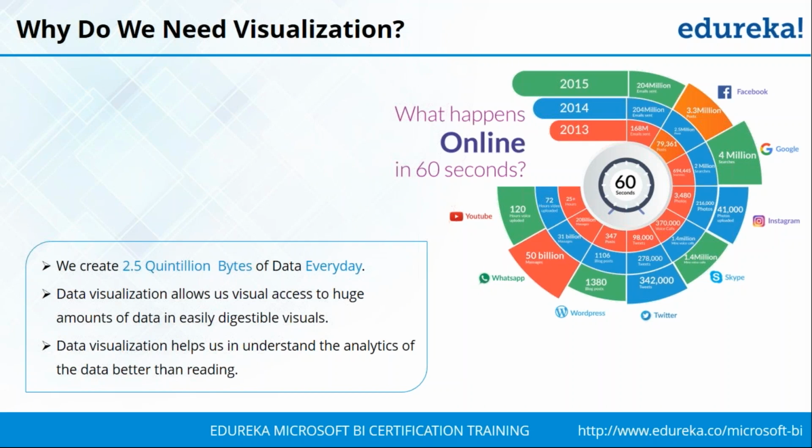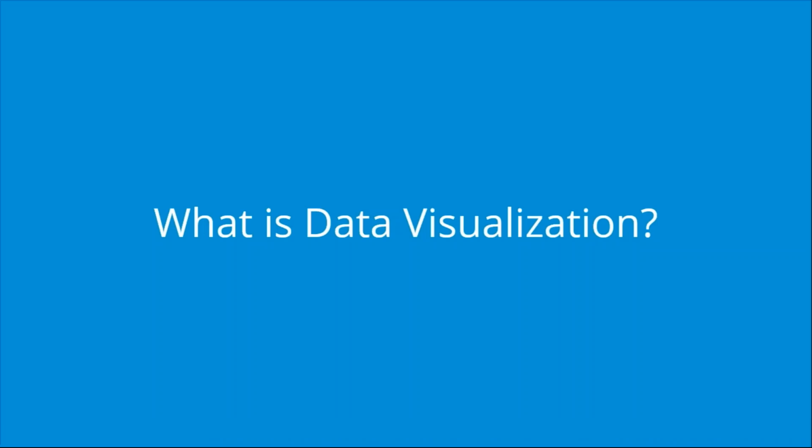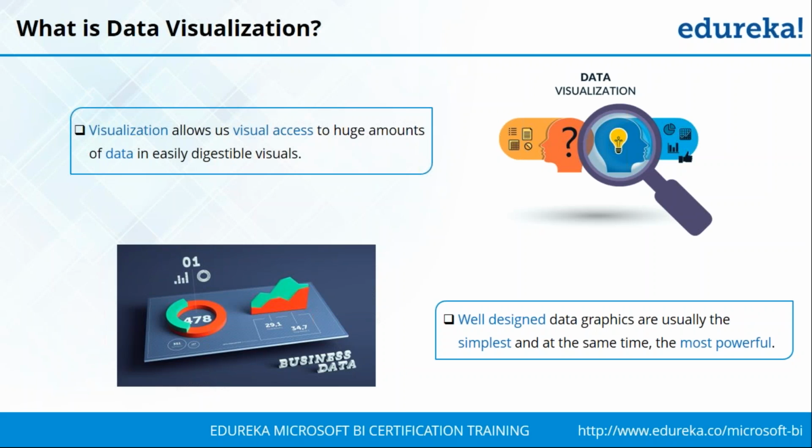Okay, that's great. So now that you've understood why we need visualization, let's go in depth and try to understand what exactly data visualization is. Data visualization basically is visual access to the data that we have. Now, a well-designed graph, as we have talked about, does not just refer to a graph. It could be a report, it could be a chart, and so forth. Any visual representation of data is always the simplest as well as the most powerful form of representation. As an analyst, it's quite easy for me to understand numbers because I've been used to it.